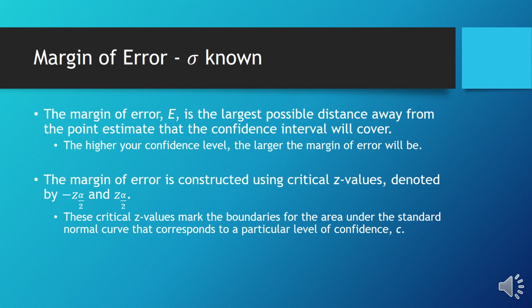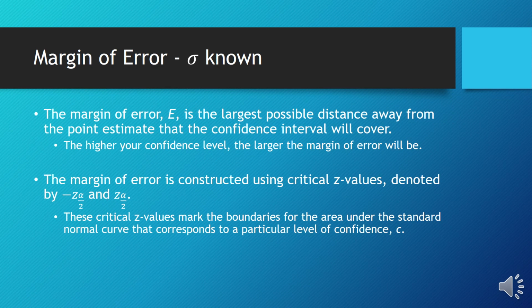So let's talk about the margin of error, and at this point we're going to be talking about how you compute the margin of error if you know the population standard deviation. Again, the population standard deviation is denoted by the Greek letter sigma. So if you know sigma, then you know the population standard deviation. That's what it refers to. When you're computing the margin of error, this is going to be referred to as a capital E. It's the largest possible distance away from the point estimate that a confidence interval will cover.